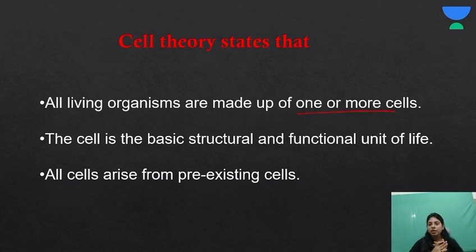As I said, in the structural organization, the cell is the one through which the whole organism is made. Next was given by Theodor Schwann, that the cell is the basic structural and functional unit of life. It means that all the functions are performed by the cell, and the structure of the organism is also given by the cell only. And the third was all cells arise from pre-existing cells. So this was given by Rudolf Virchow, and he meant that the old cell divides and gives rise to the new cells. Okay, so this was all about the cell theory.